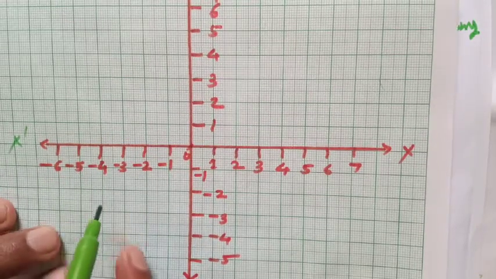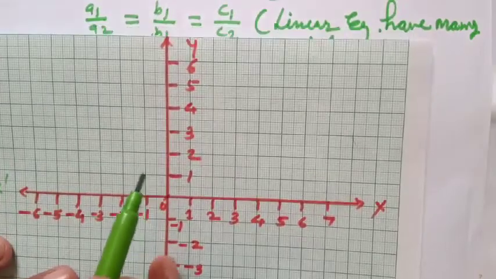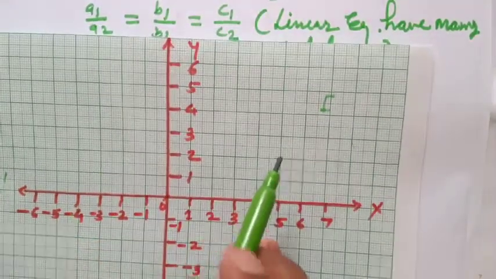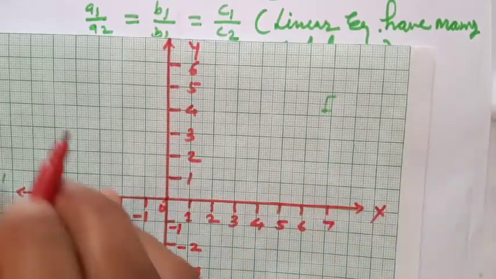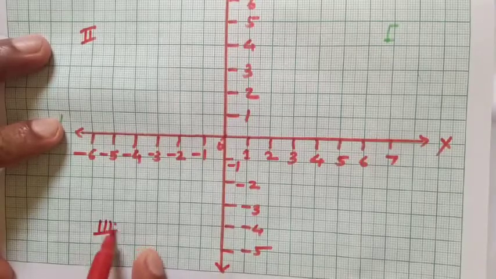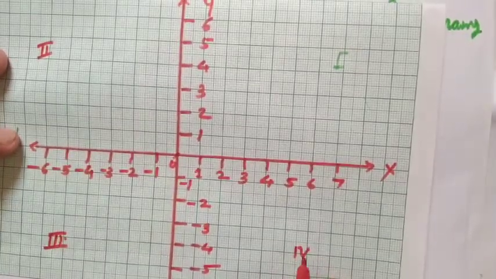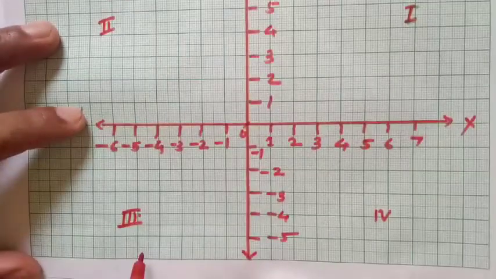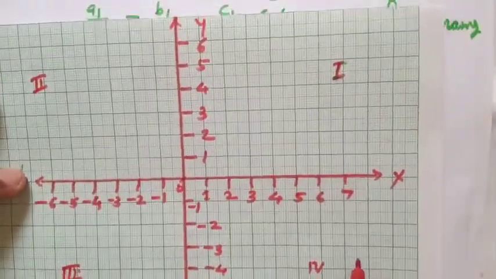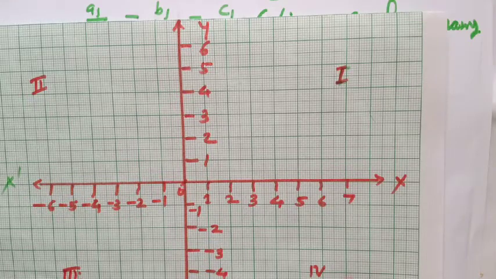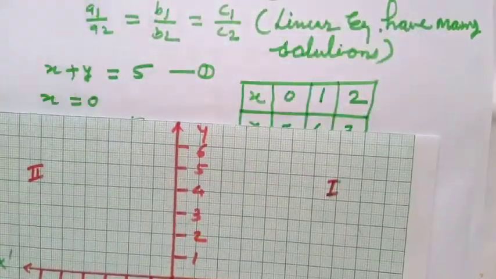Is it clear? I think you should know, and you should also know that this is the first quadrant, this one is the second quadrant, this one is the third, and this one is the fourth quadrant. First quadrant, second quadrant, third quadrant and fourth quadrant. You should learn it, and you already learned it in your previous class, class 9th. Clear? Now come to drawing the graphs.